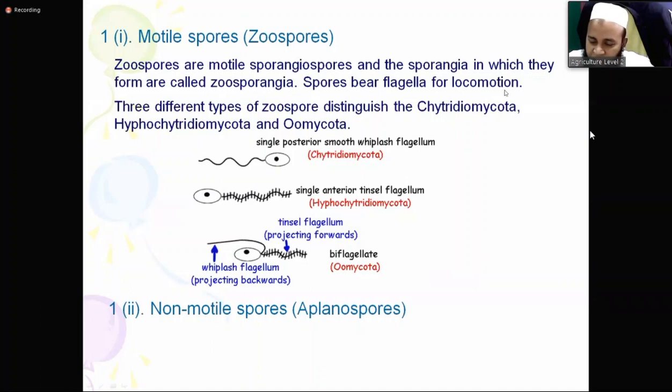Spores bear flagella for locomotion. Locomotion means movement. So spores have flagella for this movement. Three types of zoospore distinguish the Chytridiomycota, Hyphochytridiomycota, and Oomycota. These are three groups of fungi.